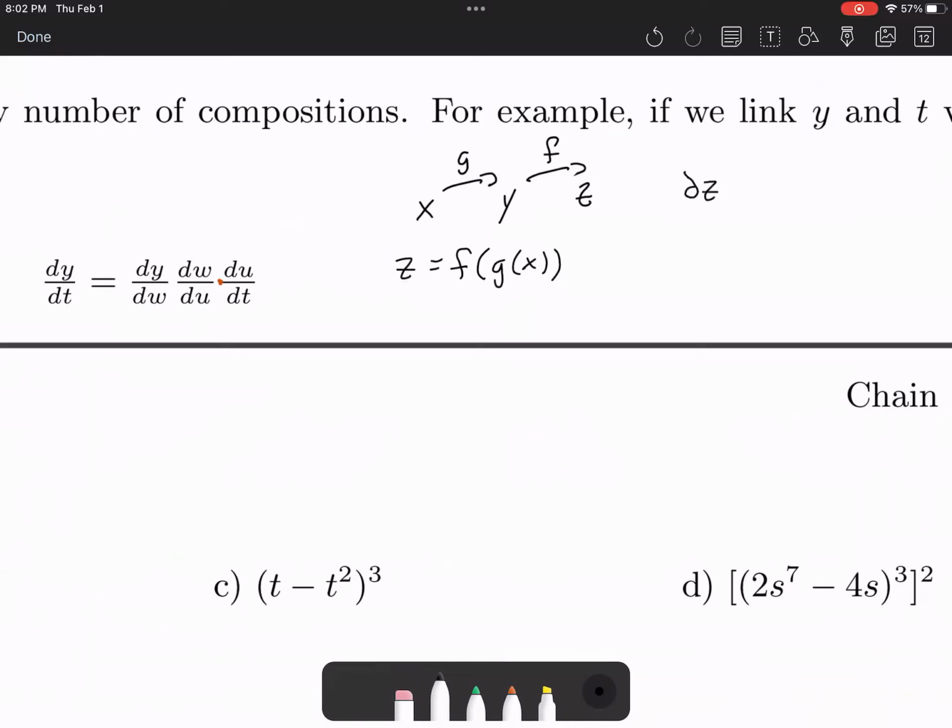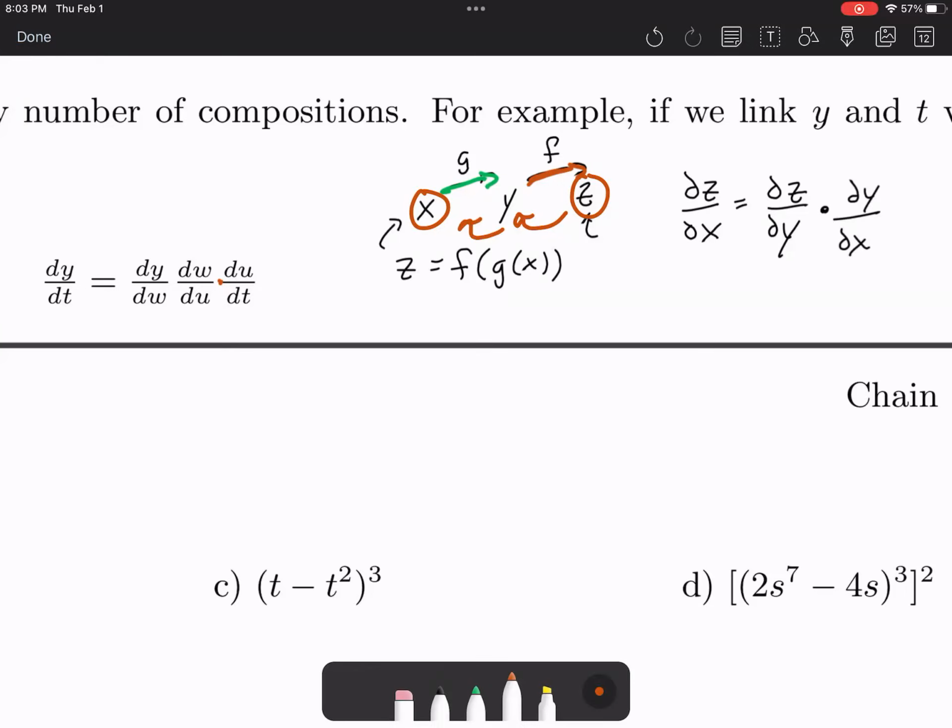So if I differentiate z with respect to x, so I want to study how z changes as the variable x changes, I can differentiate z with respect to y. So I can differentiate the f function first, and then I can multiply by the derivative of y with respect to x. So I can multiply by the derivative of that function, the g function. So effectively, I can just connect the z variable to the x variable by passing through the y variable. And I can do this for a multitude of variables.